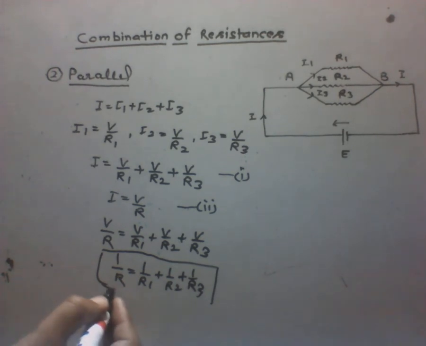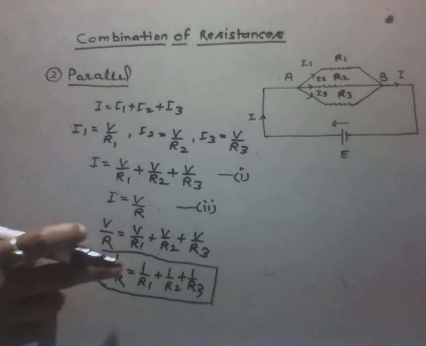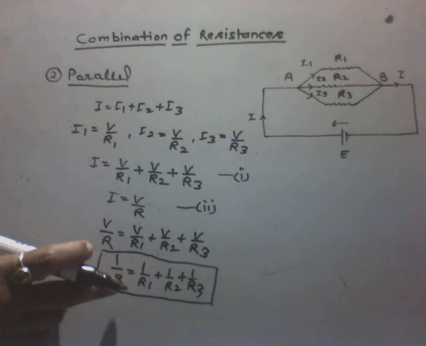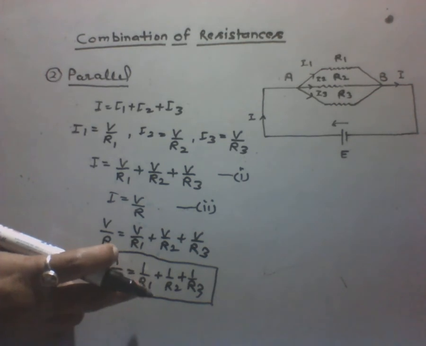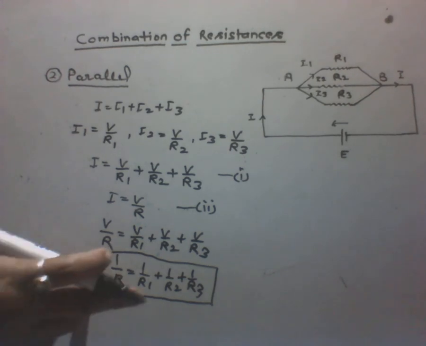This is the formula for equivalent resistance in the parallel combination. Meaning the reciprocal of equivalent resistance is equal to the sum of the reciprocals of all resistances that are connected in parallel.